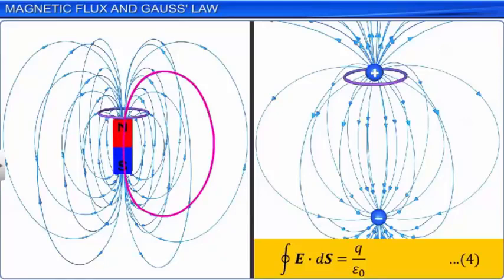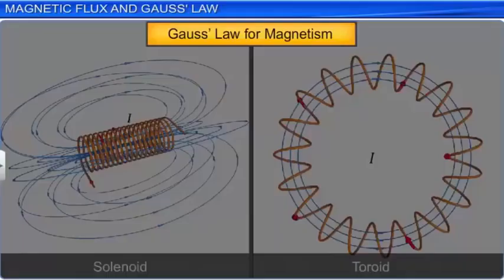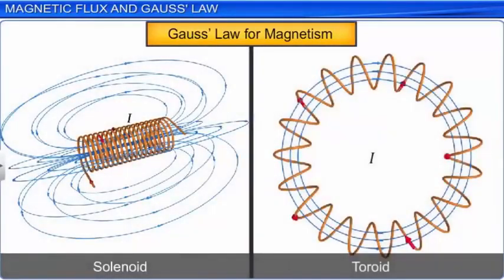Here, the number of magnetic field lines going beyond the closed surface is equal to the number of magnetic field lines entering into the closed surface. Thus, the net magnetic flux enclosed by the closed surface is 0. For a better understanding, let's discuss Gauss' law for magnetism with some examples, such as a solenoid and a toroid.